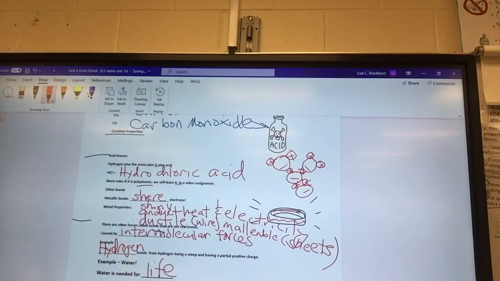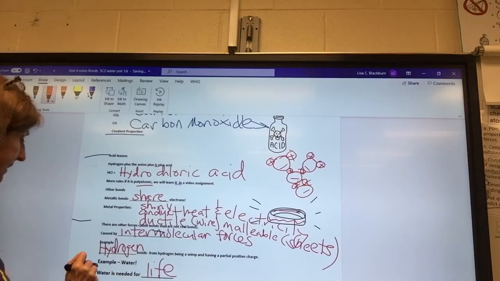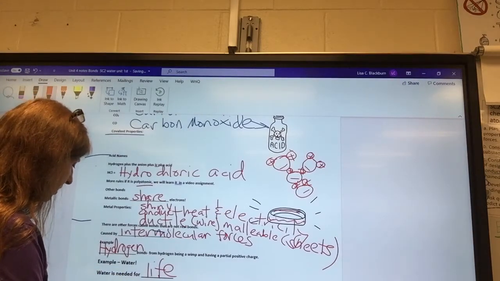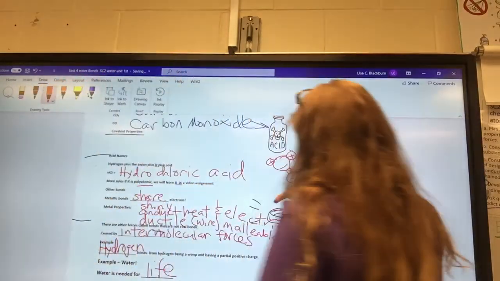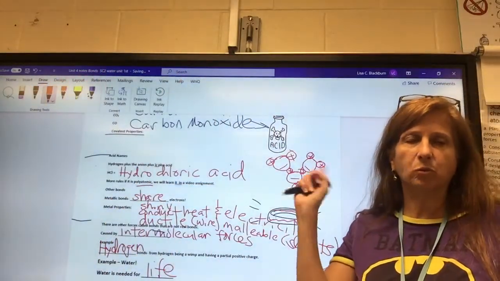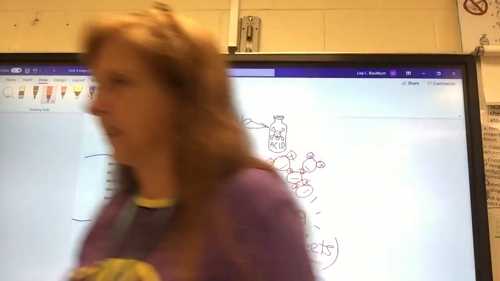Why is it so special? Let me see. It is a sticky molecule. It sticks to itself. And that's what gives us this characteristic of life.